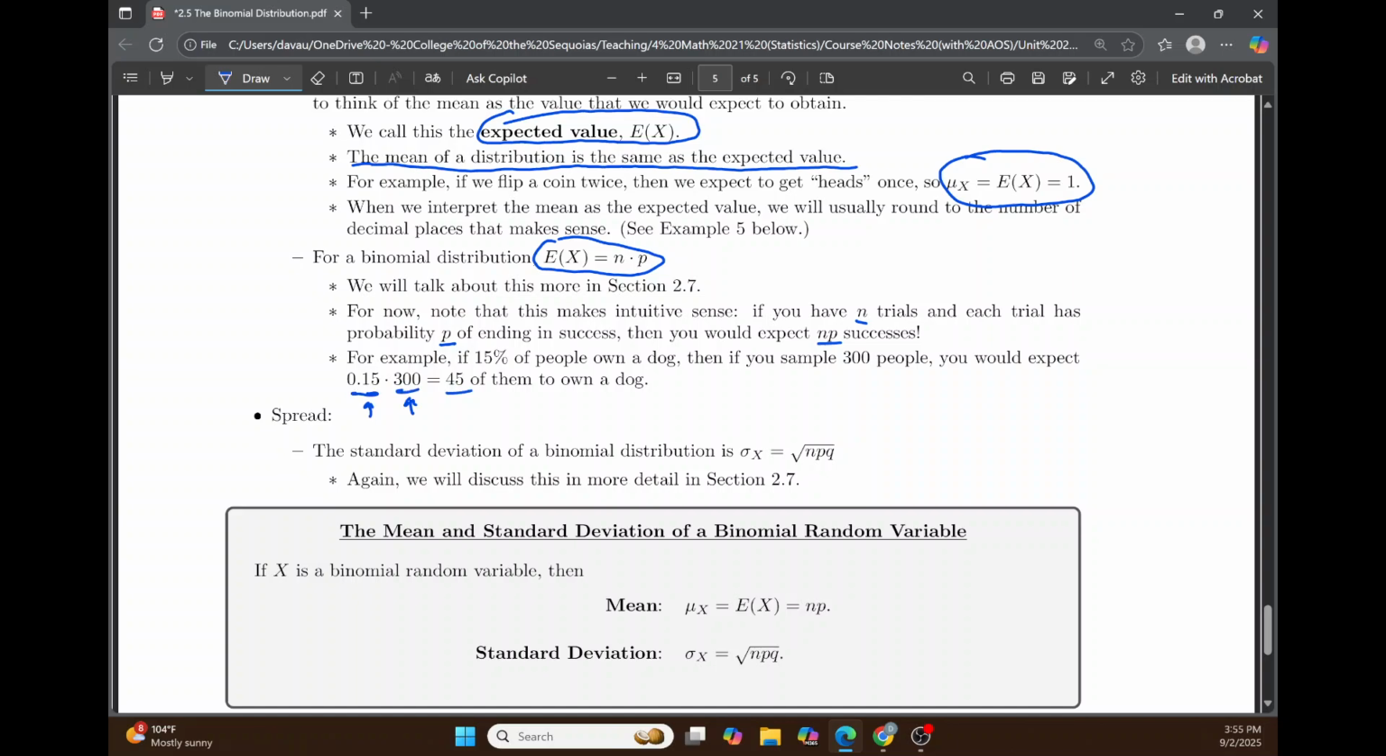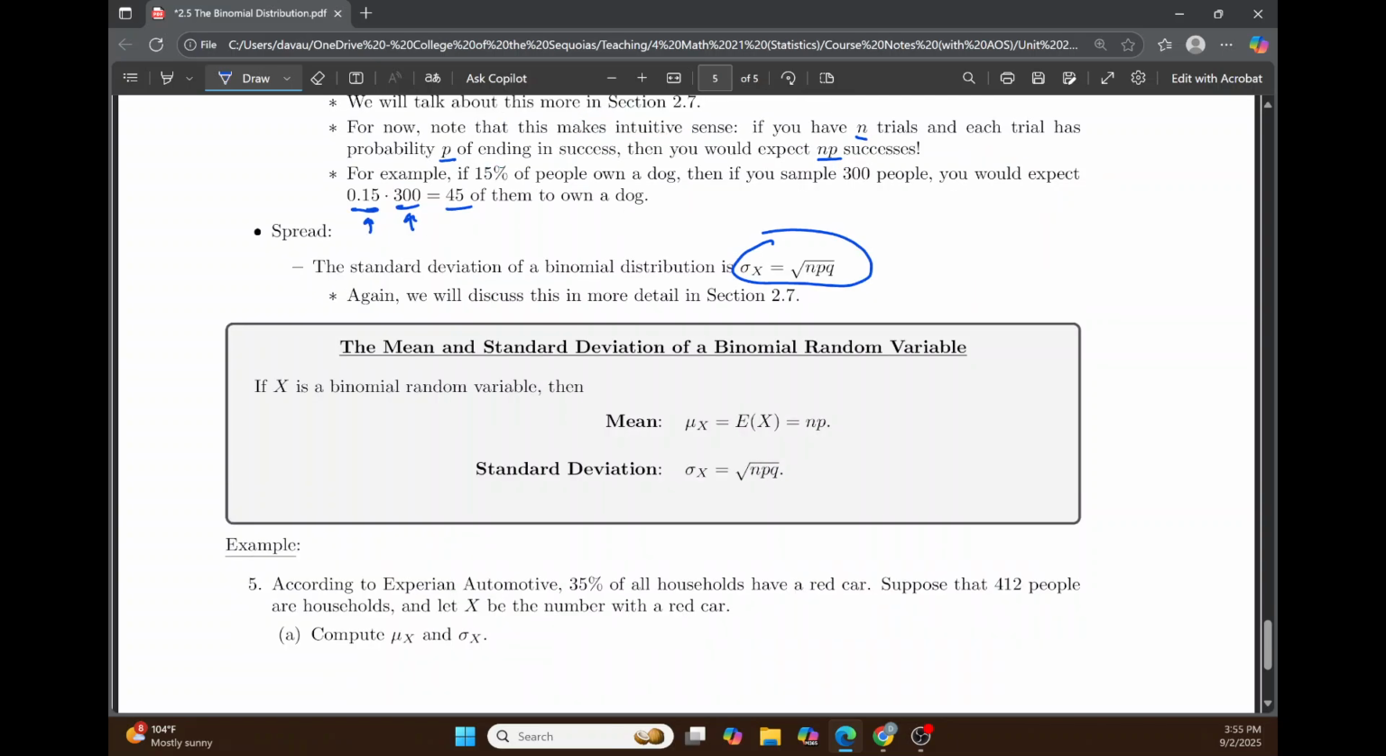So anyway, that's going to be the mean of our distribution, n times p. So that's how we measure the center of the distribution. Then the spread of the distribution is going to be the square root of n times p times q. I won't give as much detail about that here, but again, we'll discuss it in more detail in section 2.7. Here's the moral of the story. If x is a binomial random variable, then the mean of the distribution is n times p, and the standard deviation of the distribution is the square root of n times p times q.